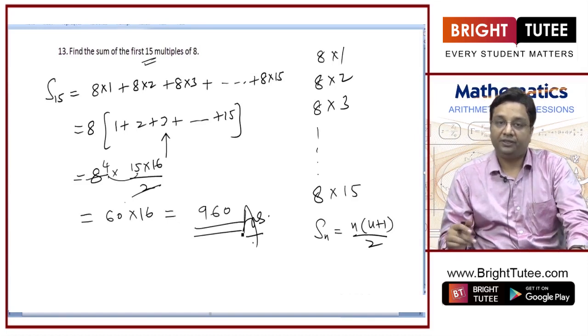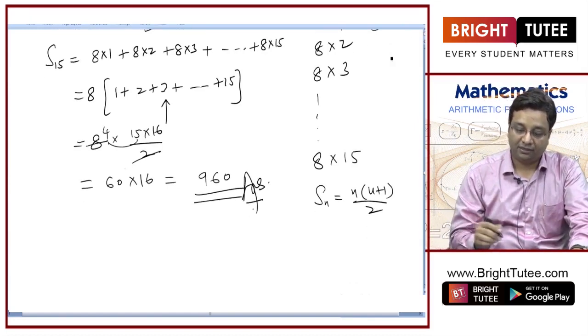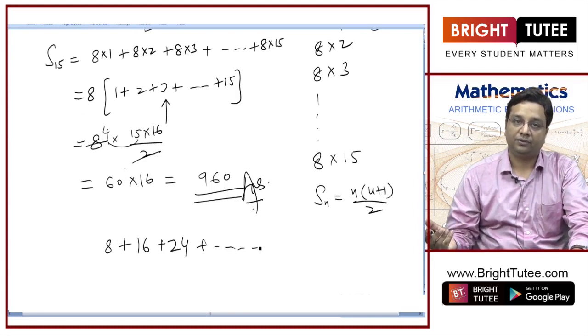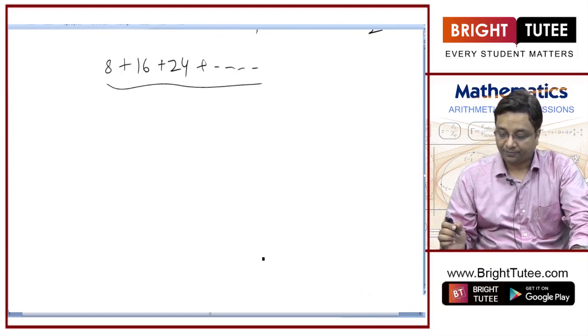This is the sum of first 15 multiples of 8, right? I have explained the multiples like this, otherwise you could have taken it like this also, 8 plus 16 plus 24 plus up to 15 terms, then you could have calculated it, right?